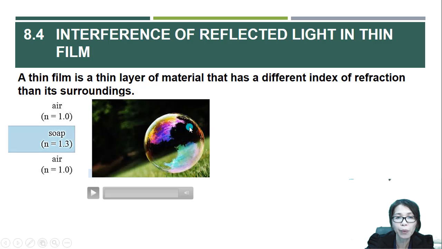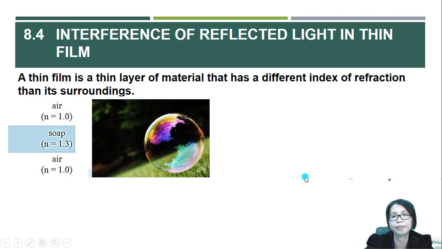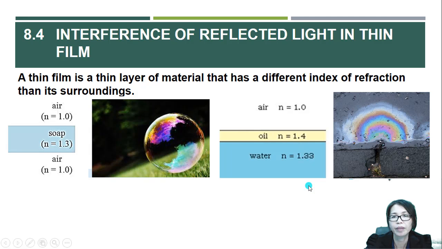For example, we might have a soap bubble. So the soap is the thin film, whereby the air is outside and inside of the bubble. Or we might have an oil spill on the water. So the thin film will be our oil.